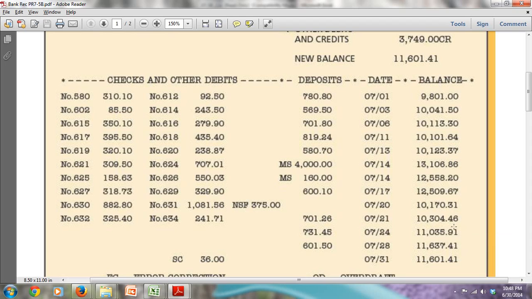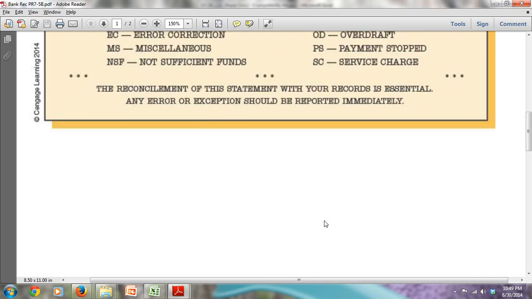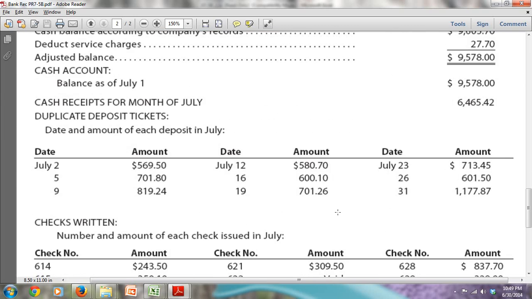You're probably looking at me like I'm on drugs right now, but since that's the closest to July 23rd, I'm assuming there was a one-day lag between the day we dropped off the deposit at the bank and the day it got posted. If we look at our deposit section, on July 23rd there's another transposition error. We only recorded 713.45, so we switched the 3 and the 1 again, those middle two numbers.